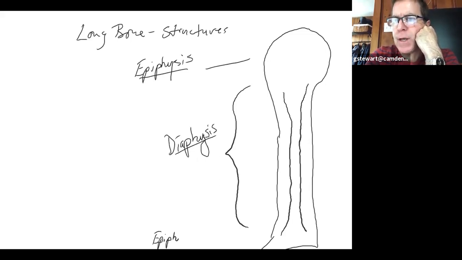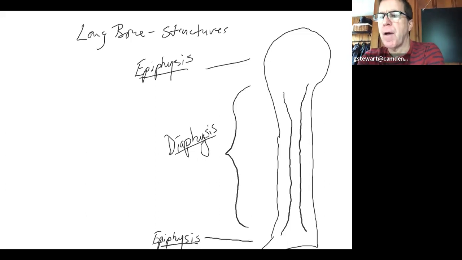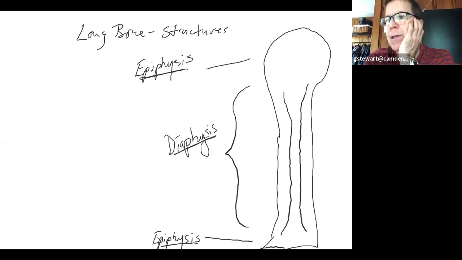And if you hear me say things like the proximal epiphysis and the distal epiphysis, I'm talking about the ends of the bones. Proximal would be closer to the body, distal would be further away. All right, so diaphysis means shaft, epiphysis means end of a typical long bone. The bone tissue in the diaphysis right here is compact bone, hard and dense.